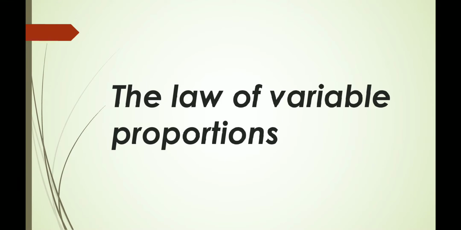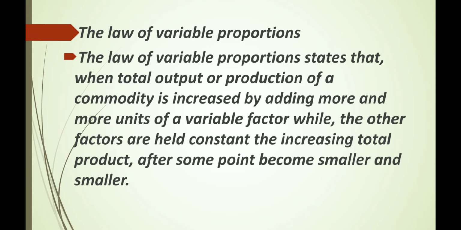Our today's topic is the law of variable proportions. The law of variable proportions states that when total output or production of a commodity is increased by adding more and more units of a variable factor, while the other factors are held constant, the increasing total product after some point becomes smaller and smaller.